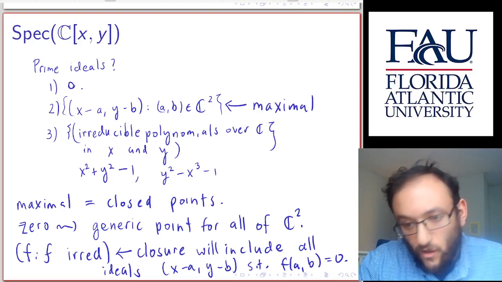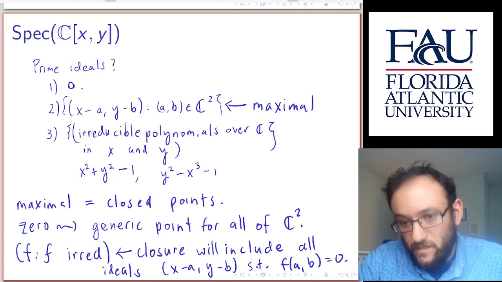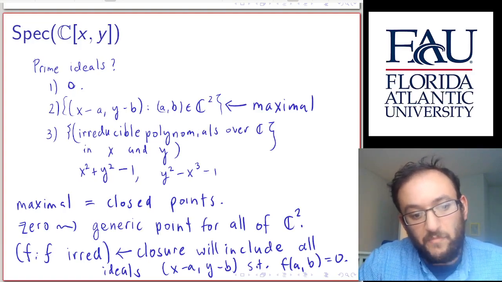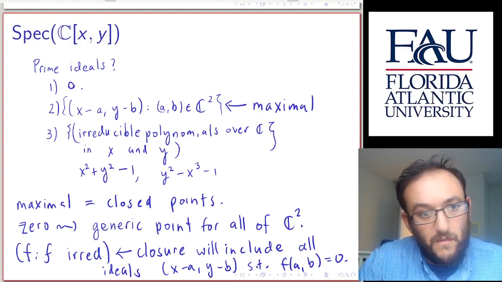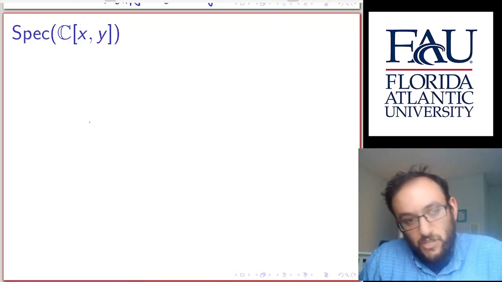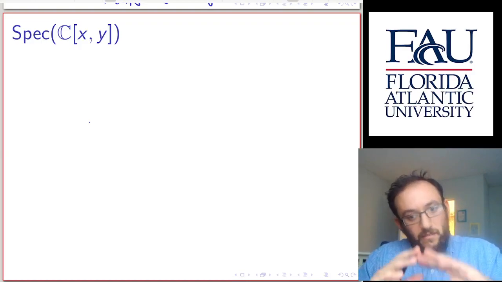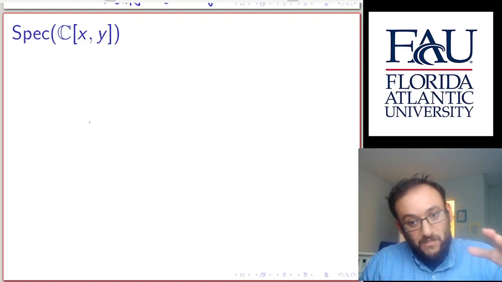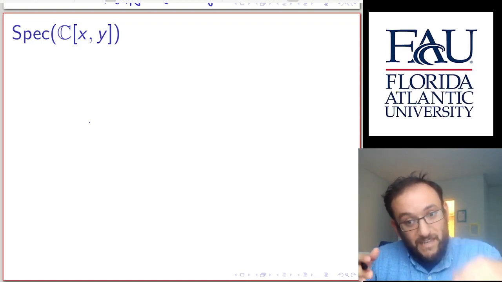Okay, so these points are not closed. The only closed points are the maximal ideals. But you can think about the points generated by a single irreducible polynomial as kind of generic points for what we call algebraic varieties, these shapes corresponding to solution sets of the polynomial.